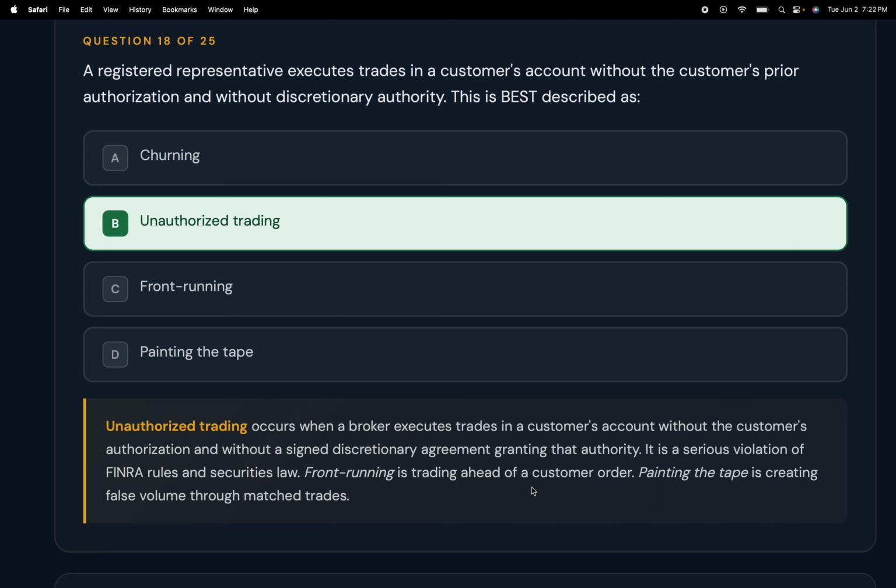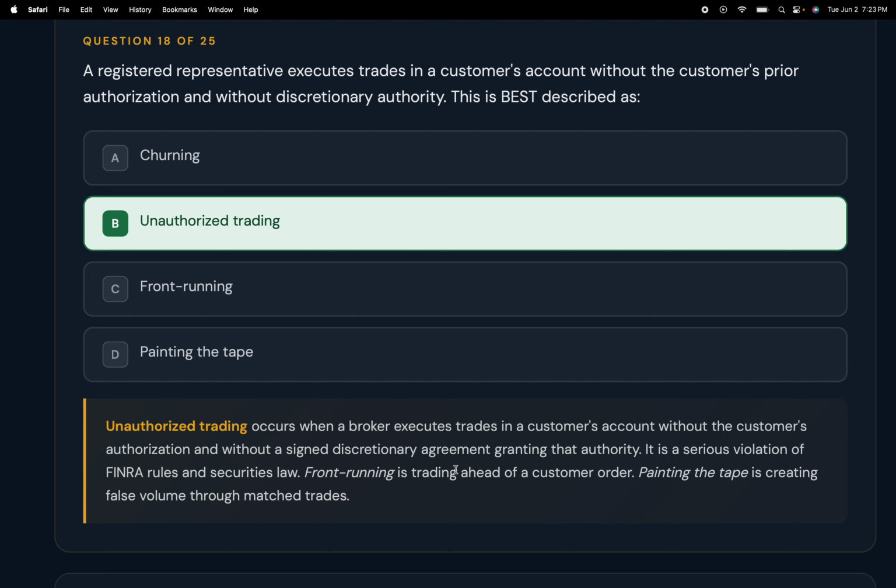So front running, think about this. I'll give you a quick story. Let's say I got a customer that's going to put 400 grand in a stock. I say, man, they're going to put 400 grand in tomorrow morning, so I'm putting in 20,000 tonight. Right? Can't do that. You'll get quick bumps, but understand front running is trading ahead of your customer. Painting the tape is creating false volume through matched trading. Again, manipulation, a video will take care of that.